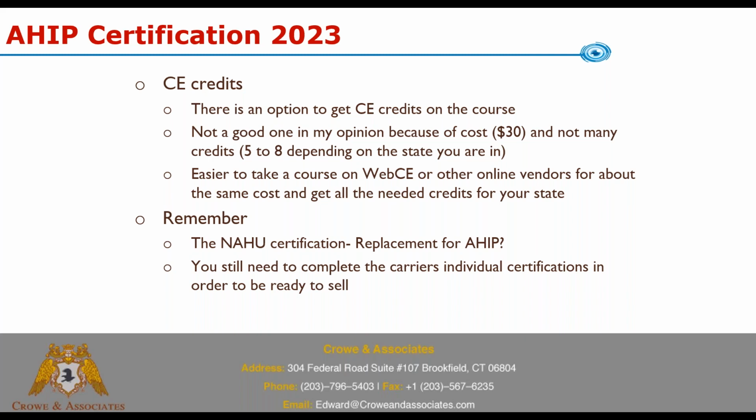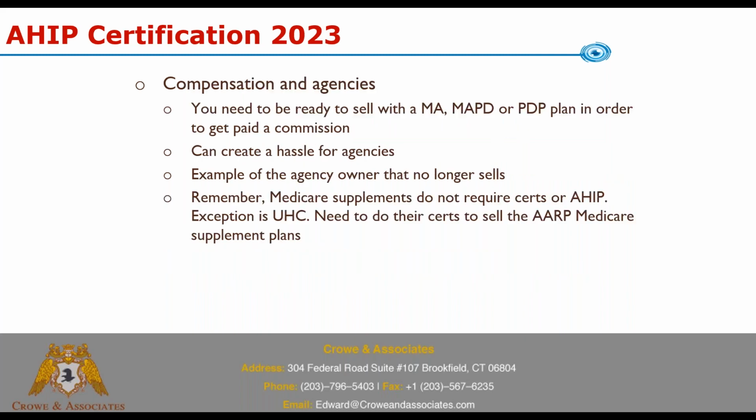Just my opinion. I'm sure many of you have seen there is a NAHU certification. People are asking me if that's a replacement for AHIP, and in my opinion, it's not, because it doesn't have all the carriers, or it doesn't as of today anyway. Maybe they will once we start doing the certs. But if they don't have all the carriers, then it doesn't really make sense, because you don't want to have to take NAHU's cert and AHIP. So I think right now it's AHIP, unless NAHU announces that they have all the carriers. And lastly, you still need to complete the carrier's individual cert in order to be ready to sell, even though you took AHIP.